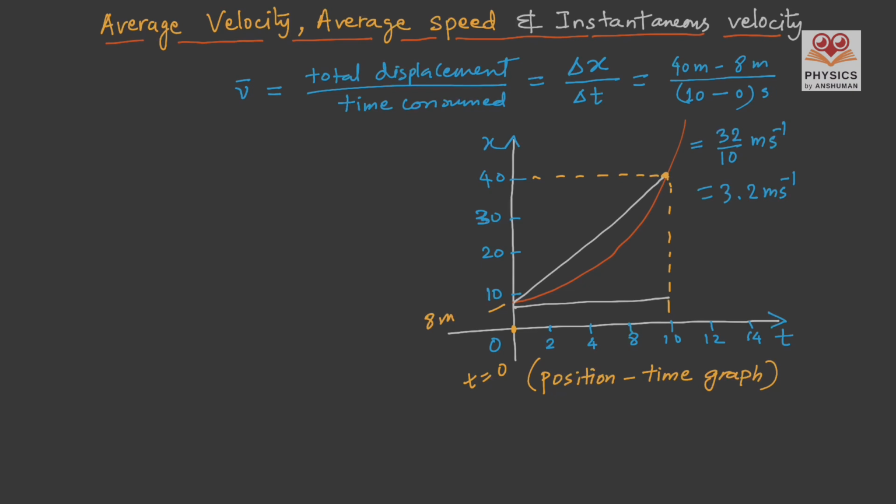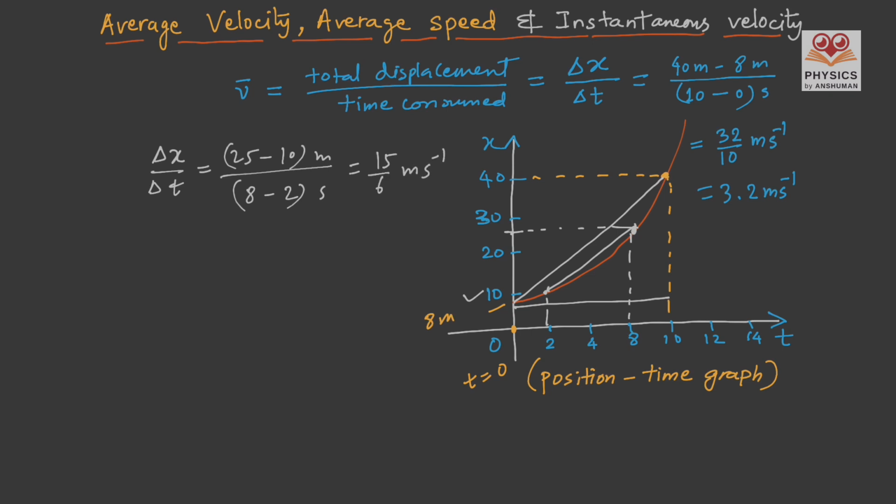Now if we reduce our time elapsed, so earlier it was from 0 second to 10 second, now make it from 2 seconds to, suppose, 8 seconds, somewhere here. For this, we see that the change in position is from 10 meters to 25 meters. So our delta x by delta t will become 25 minus 10 meters divided by 8 minus 2 seconds. So that is 15 by 6 meter per second.